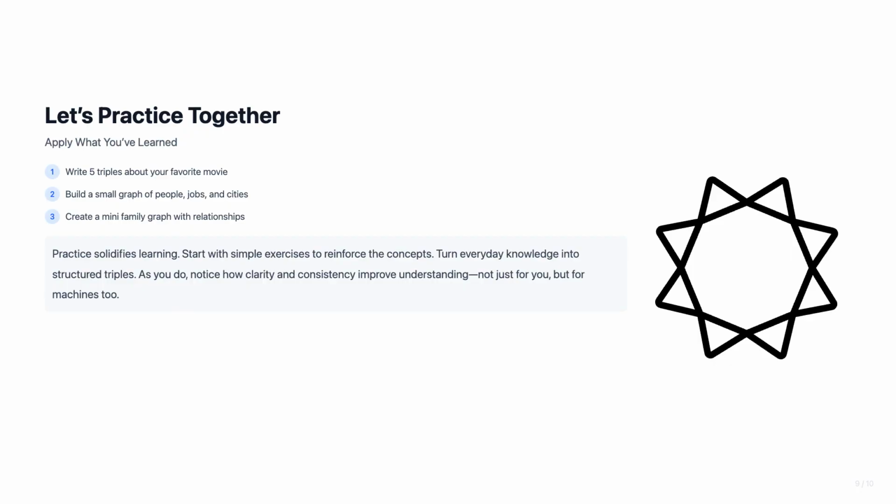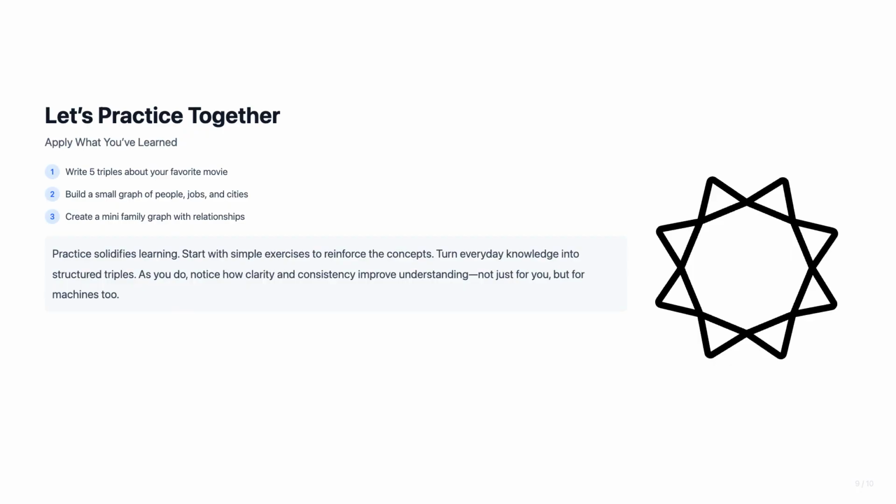First, pick your favorite movie and write 5 triples about it. For example, you could write Avatar, director James Cameron, or Dune, based on novel. Make sure each triple has a subject, predicate, and object. Next, try building a small knowledge graph with 3 people, maybe friends or family, and connect them with their jobs and cities they live in. For instance, Alice works at hospital. Alice lives in Chicago. You'll see how easily facts start to link.